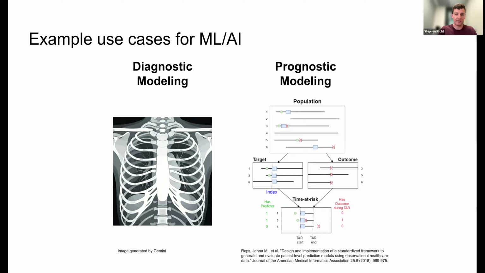And so an example of a diagnostic setting would be one where it is of interest to identify the presence of a radiological finding from a chest X-ray. An example of a prognostic setting would be one where it is of interest to predict whether a health outcome occurs at some point in the future. So for example, you can imagine a model that predicts whether a patient would develop a cardiovascular event, let's say in the next 10 years, or whether a patient in the ICU would be likely to die during their hospital stay.